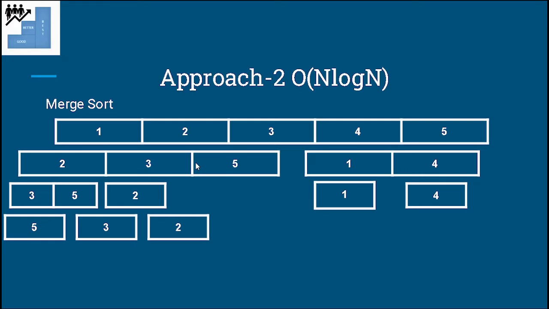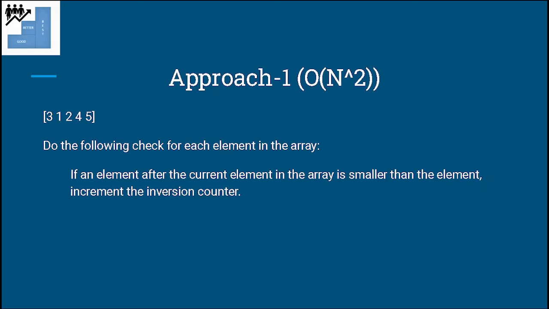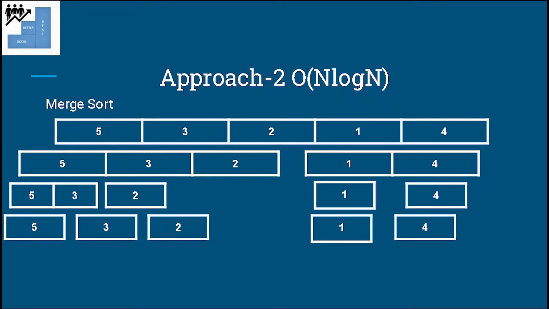Okay, then 2 goes, then 3 goes, and then when 4 goes, one element of the left array remains to be merged, so the inversion counter is incremented by 1. So what was the example? It was 5, 3, 2, 1, 4. Okay, it is different from the example that we were looking at previously, right? In the previous one, we were looking at 3, 1, 2, 4, 5, and there we got two inversions, but here the example is different.